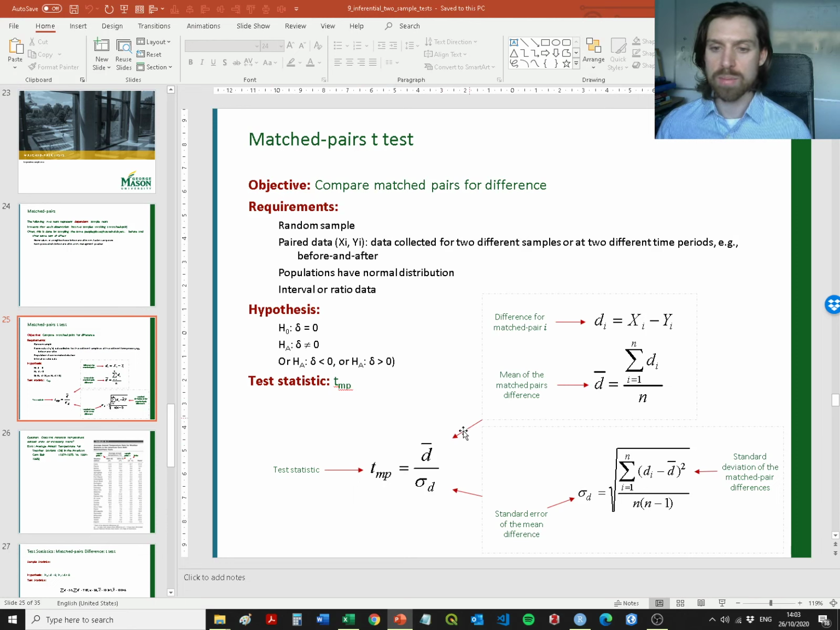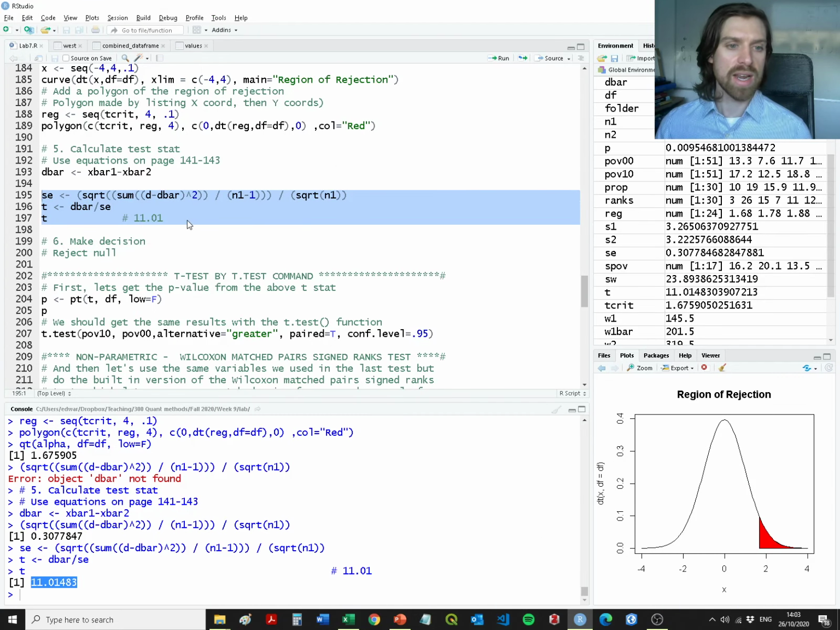So the mean of the matched pairs divided by the standard error of the mean difference. And actually we get a really large difference here. I mean, that's a t statistic of 11, so it's not even on the area that we plotted on our region of rejection down here in the right hand corner. So we only had up to 4 standard deviations above the mean plotted in this area. So for 11 to come out, that's highly significant, which is suggesting overall that we have sufficient evidence to reject the null hypothesis at the 95% confidence level.